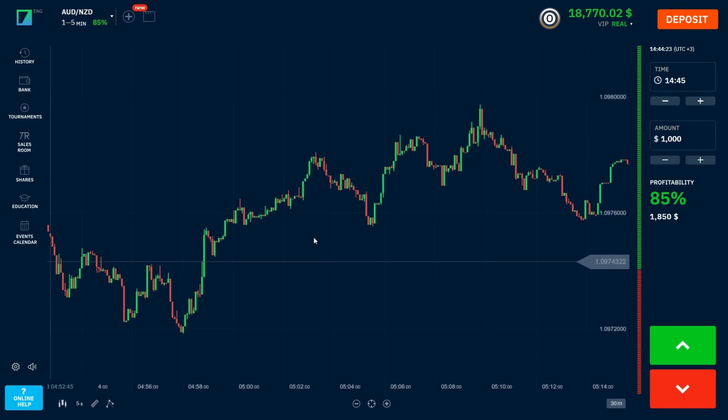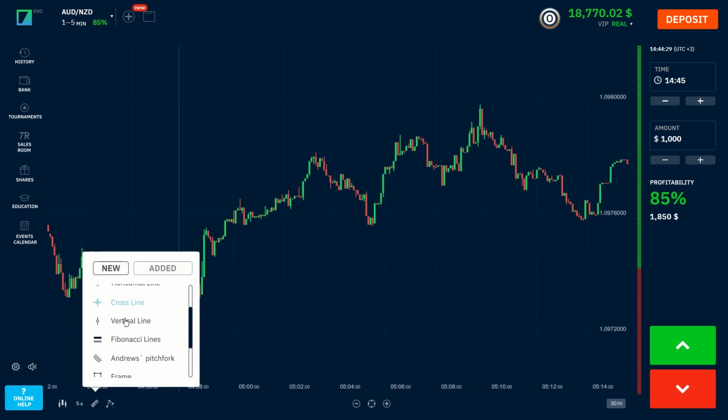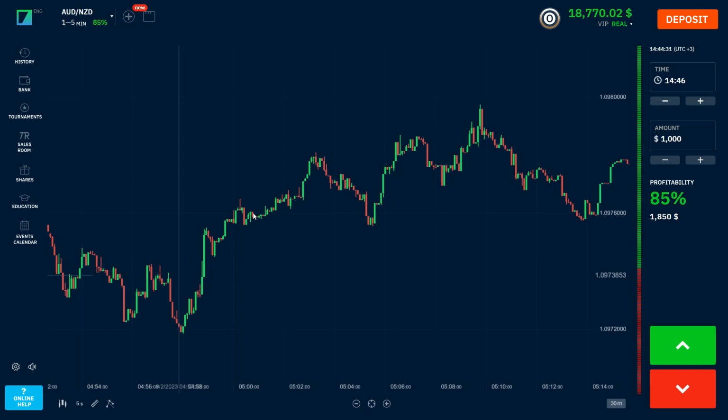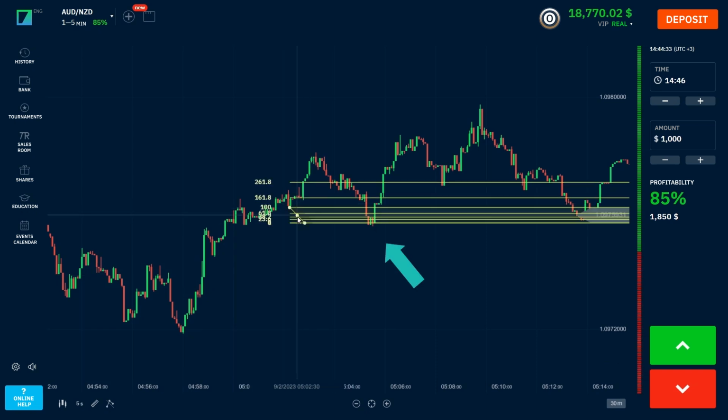Next, you need to identify retracements on the chart. To do this, select the Fibonacci lines tool. You'll find it in the bottom left corner of the terminal under Graphic Tools.